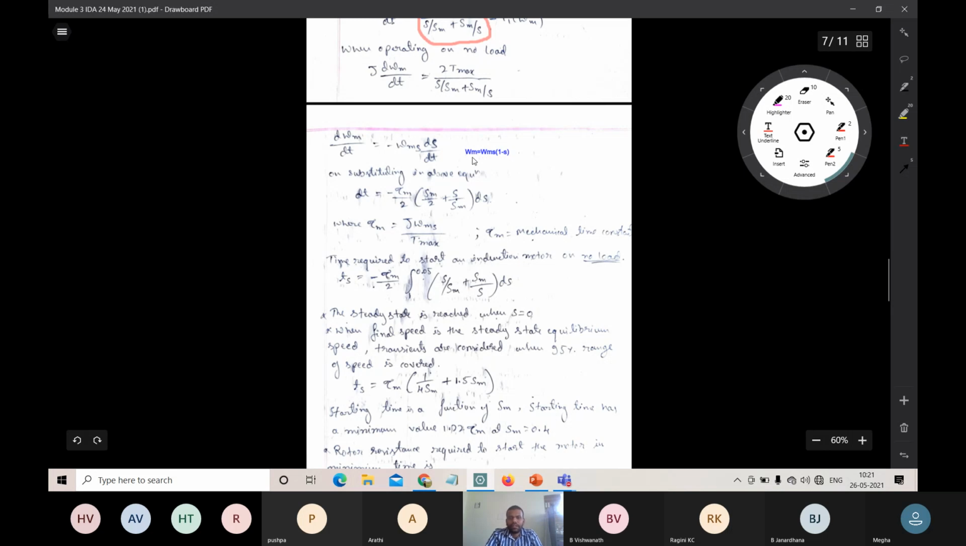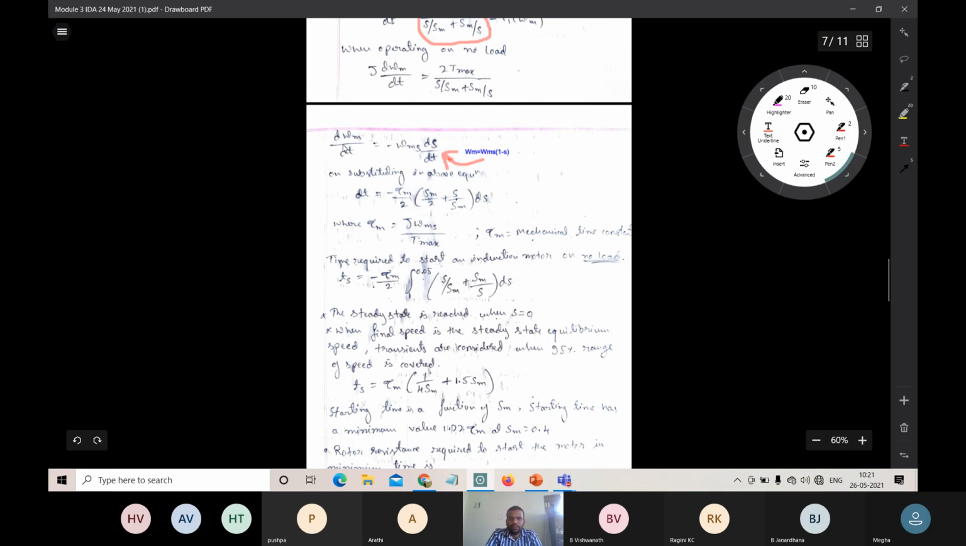Just differentiate by d omega m on both sides. If you differentiate this equation with respect to dt, d omega m by dt is equal to minus omega ms of ds by dt. I am just differentiating the omega m equals omega ms of 1 minus s equation. So I am taking d omega m is equal to minus omega ms ds, so dt gets cancelled here.